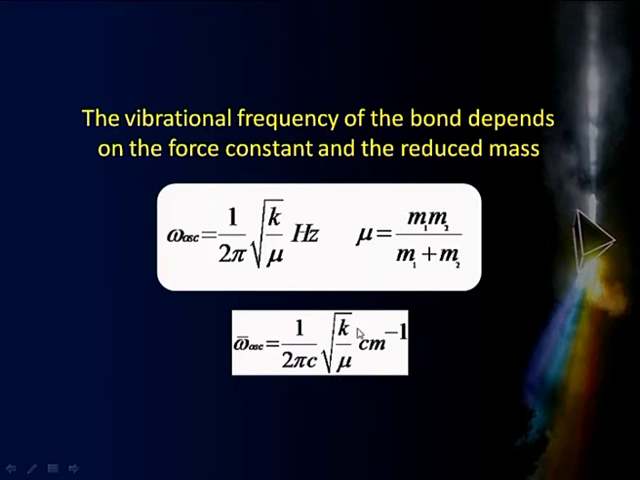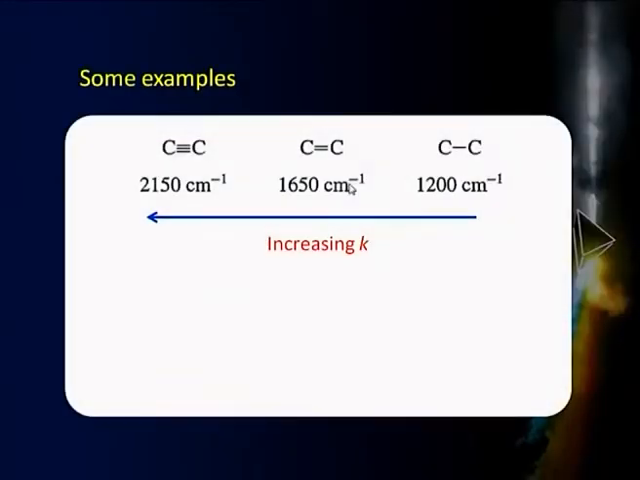Force constant is basically the measure of the strength of the bond. Let us take some examples to understand this. If I look at these three examples, I am talking about the carbon carbon single bond, carbon carbon double bond, and carbon carbon triple bond.